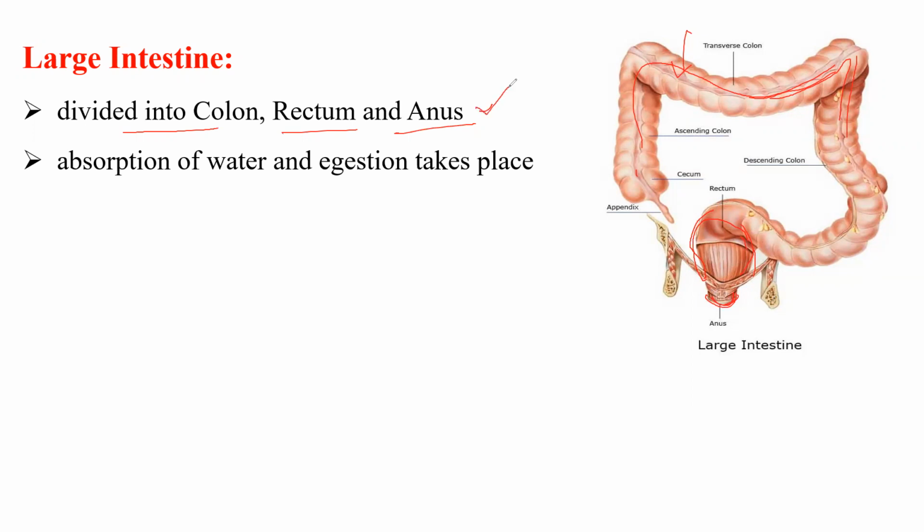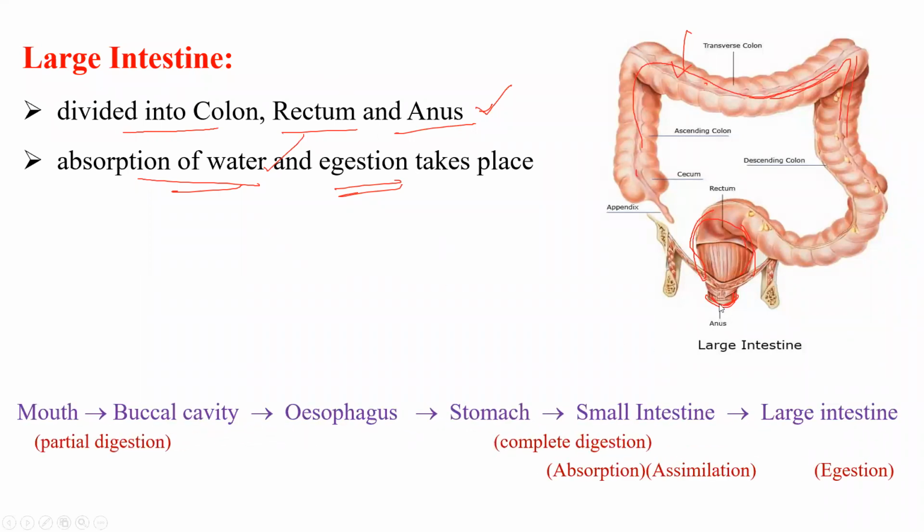In our large intestine, what will happen? Undigested food reaches the large intestine, and here reabsorption of any useful materials and absorption of water takes place. Here also some amount of villi will be there, which are used to absorb the water. Okay, water will get absorbed in the large intestine. After that, finally the undigested food gets ejected by the anus.